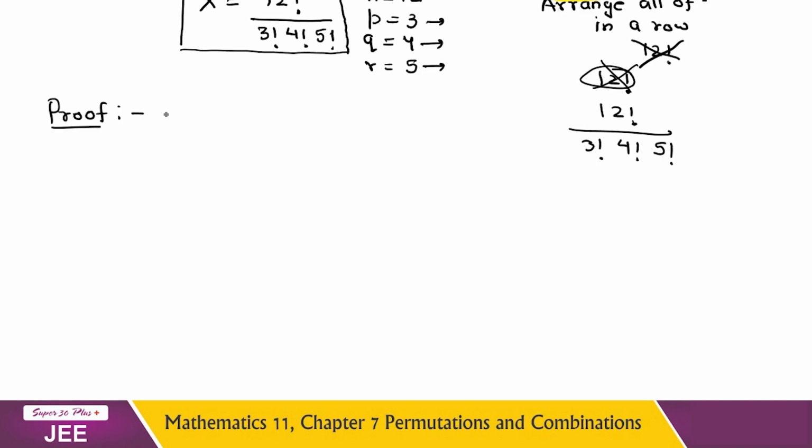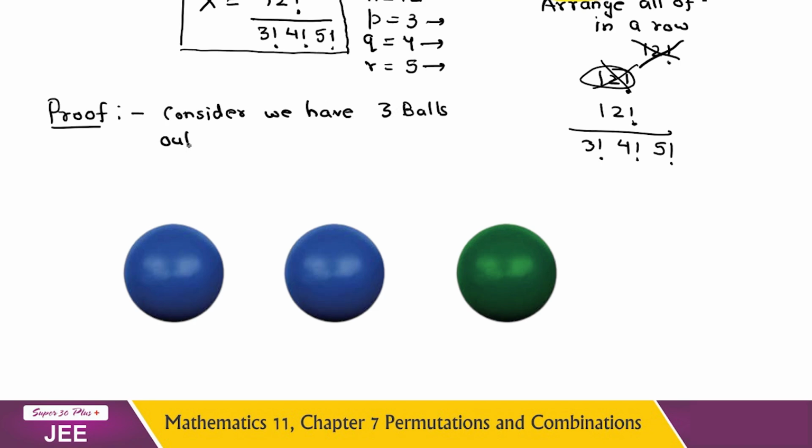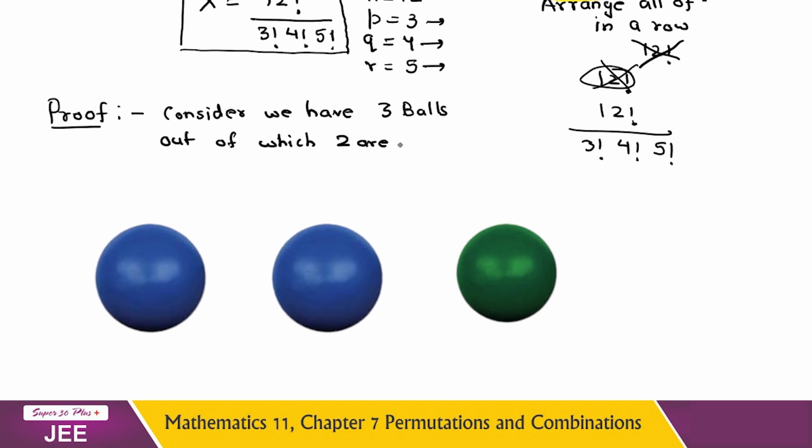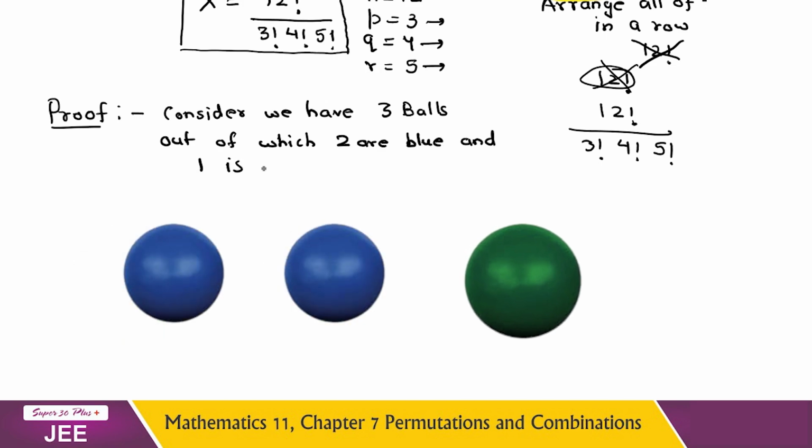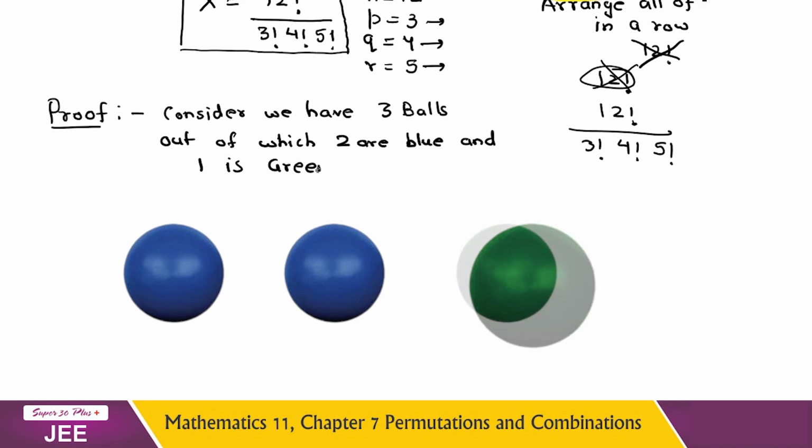So consider we have 3 balls, out of which 2 are blue and 1 is green. I am trying to make you understand why we have divided, in this case, 12 factorial by 3 factorial, 4 factorial and 5 factorial.